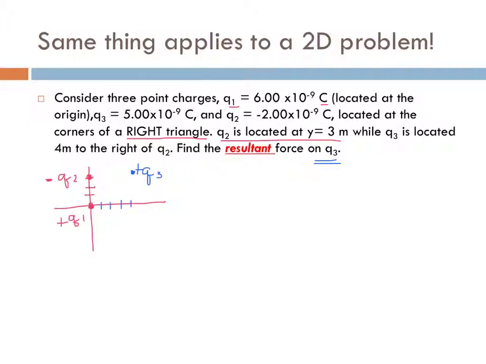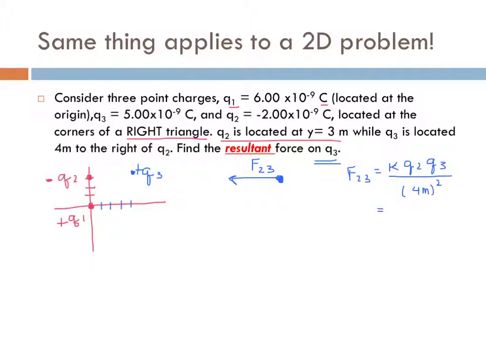Now, if we look at Q2 and Q3, which is this one and this one, this is a negative, this is a positive, so it's an attracting force. So the force is in this direction. This is F2,3. And the magnitude of this force is equal to K Q2 Q3, all divided by the distance in between them, which in this case is 4 meters.